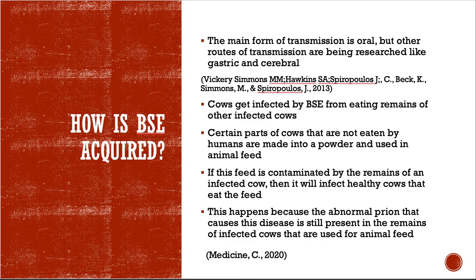If this feed is contaminated by the remains of an infected cow, then it will infect healthy cows that consume this feed. This happens because the abnormal prion that causes this disease is still present in the remains of the dead infected cow. Just because the infected cow is no longer alive, that is not the case for the prion. The prion still remains alive and is the reason why it infects these other cows.